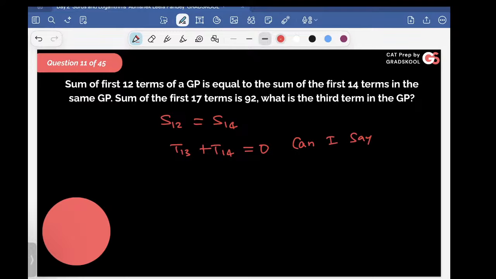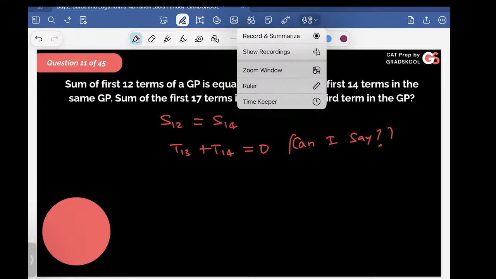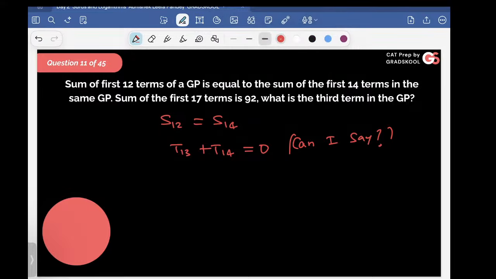Yes or no? As my face is not visible to you guys, that is why I'm writing this. Okay, can I say that? Yeah.